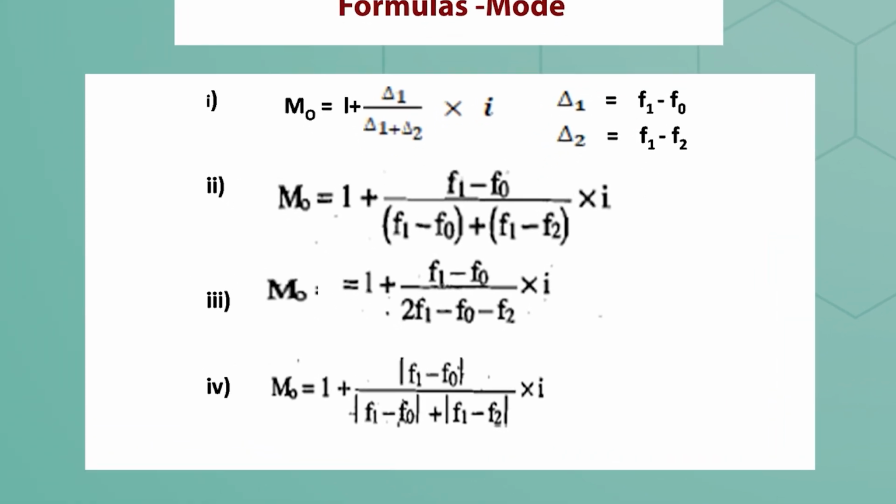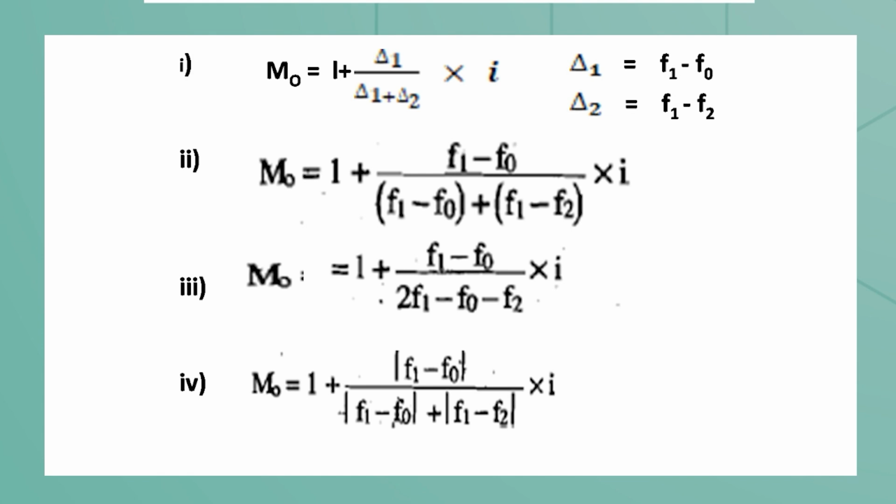Now you can see one formula: mode is equal to L plus delta 1 divided by delta 1 plus delta 2, into I. What is delta 1? Delta 1 is F1 minus F0. Delta 2 is equal to F1 minus F2. Now I will explain the meaning of F1, F0, F2, L, I. These are the denotations, and I will explain them because they repeat in the further formulas.